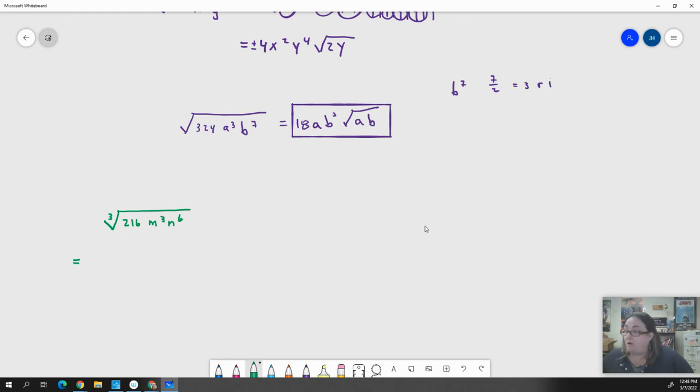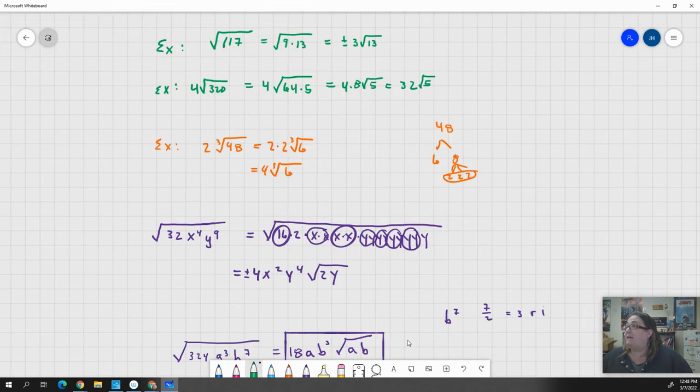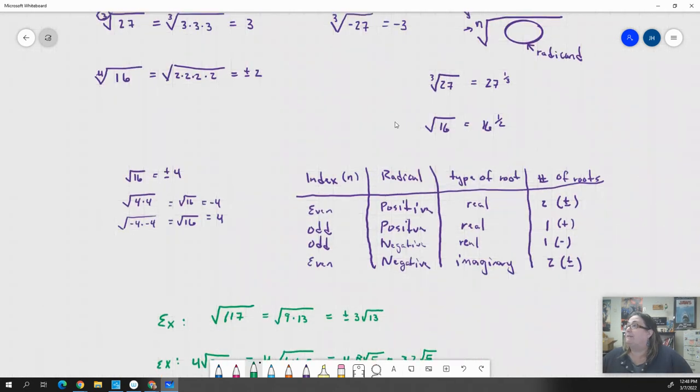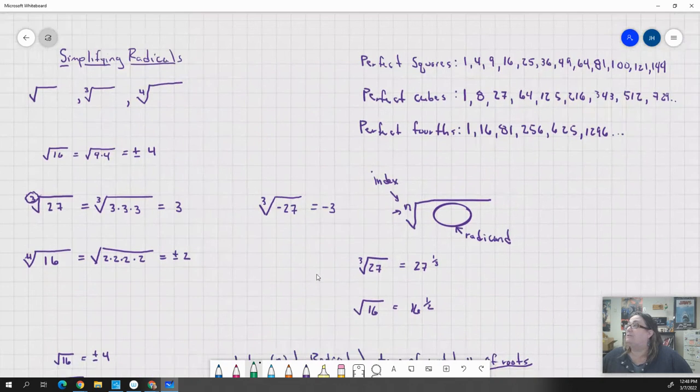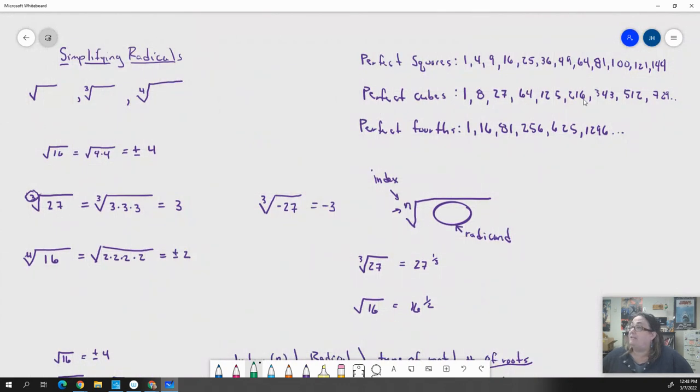Now, if we go up to our chart that I had at the beginning here, where did it go? Where I wrote all those perfect cubes. Notice that we have one here at cubes for 216. It's 1, 2, 3, 4, 5, 6 cubed.